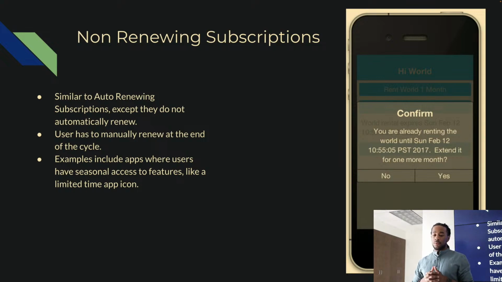And the final and fourth type is a non-renewing subscription. As the title says, it's non-renewing. Similar to an auto-renewable subscription, this one doesn't auto-renew. So if you have an app where the subscription lasts for a month, once the month is complete, the subscription ends. It doesn't automatically renew itself. It doesn't charge you again. You have to go back and specifically say, hey, I want this content again.